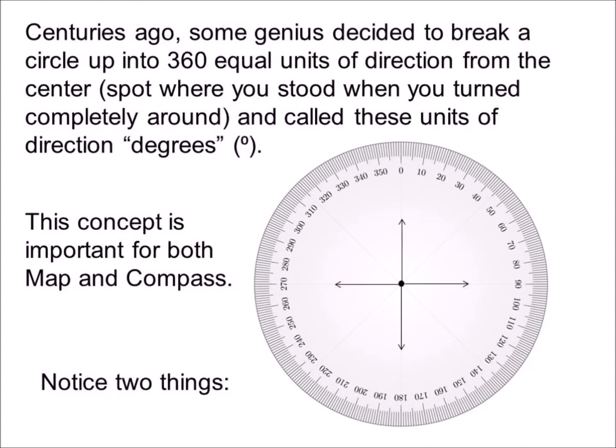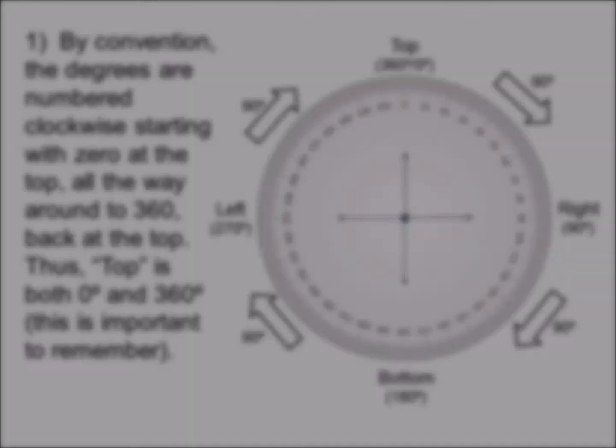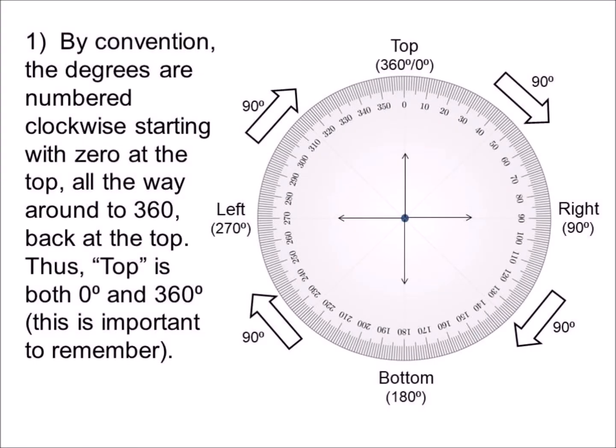Notice two important things. Number one, by convention, degrees are numbered clockwise, starting with 0 at the top, all the way around to 360 back at the top. Thus, top is both 0 degrees and 360 degrees. This is important to remember.